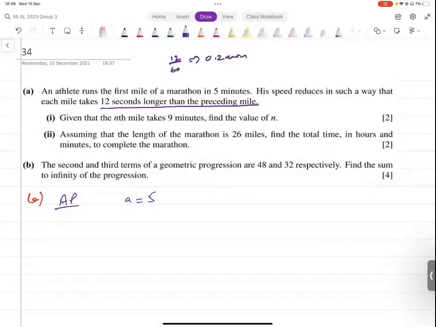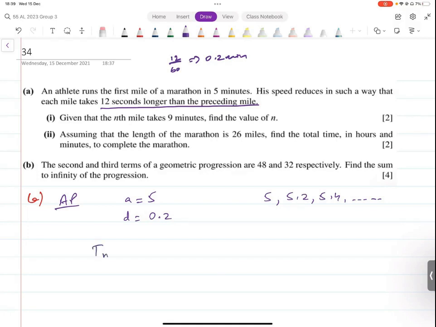Okay, so if the first term is 5, what will come next? 12 seconds longer, right? So it will be 5.2, then 5.4 and so on. So what is the difference then? The difference is 0.2. Now what has he said? Nth mile takes 9 minutes. Find the value of n.